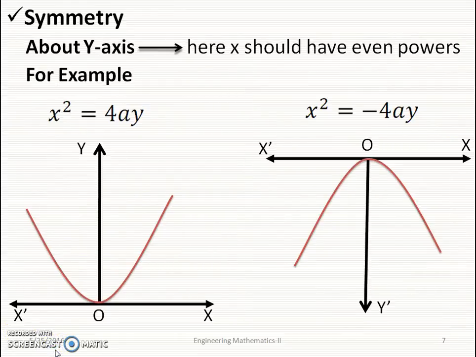We can similarly discuss the symmetry about the y-axis. Here x should have even powers. So x square is equal to 4ay. This is the equation of the curve, and this is the curve, and this is the y-axis. So this curve is symmetrical about the y-axis, and this second example also shows that this curve is symmetrical about the y-axis.